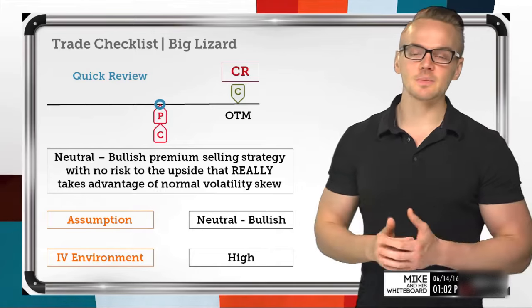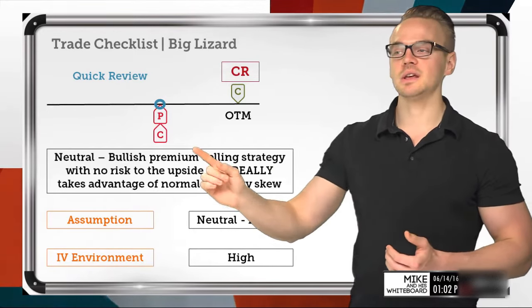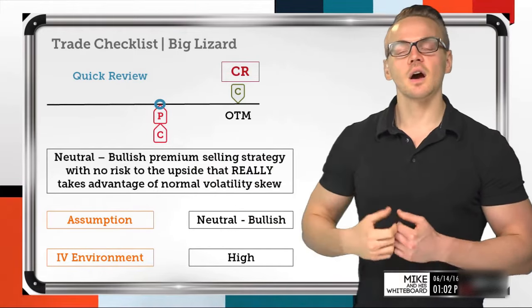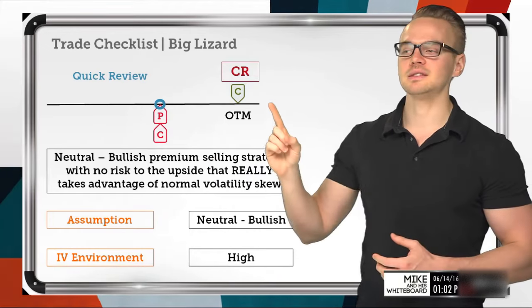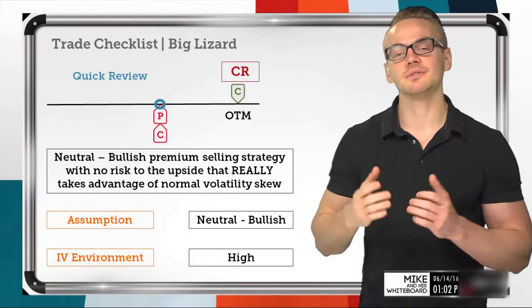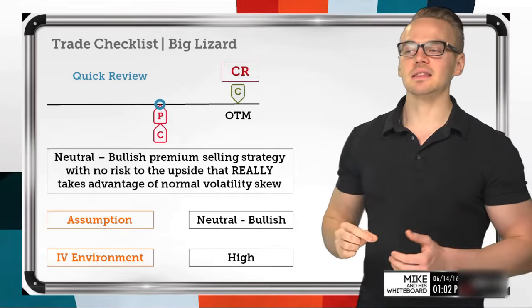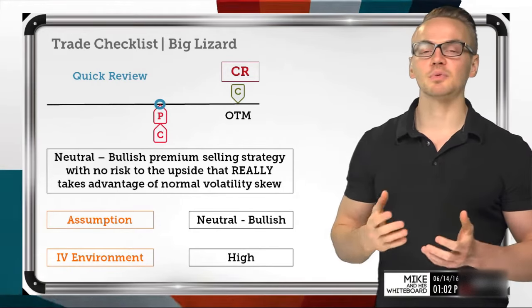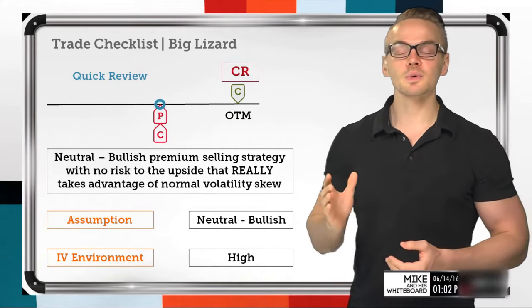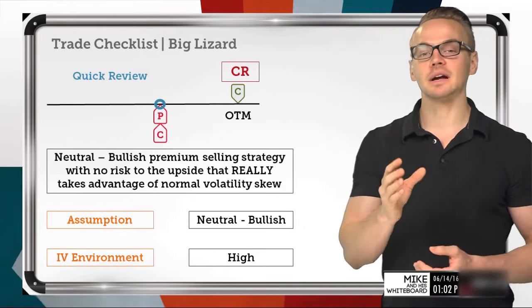So this is going to be routed for a credit, because of course the at the money options that we're selling are going to have a lot more value than this out of the money call that we're purchasing to define our risk. So at the end of the day, this is going to be a neutral to bullish premium selling strategy with no risk to the upside if we set it up correctly, and I'll show you how to do that here.